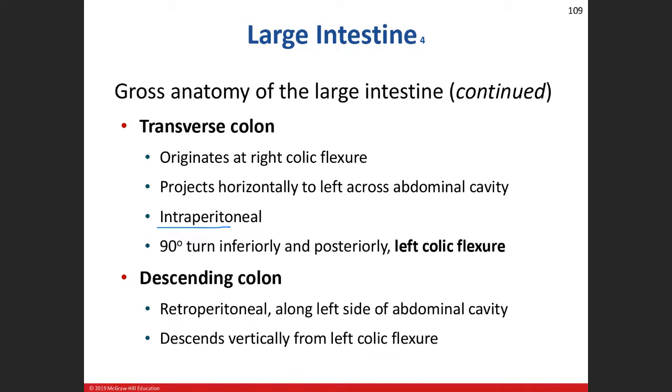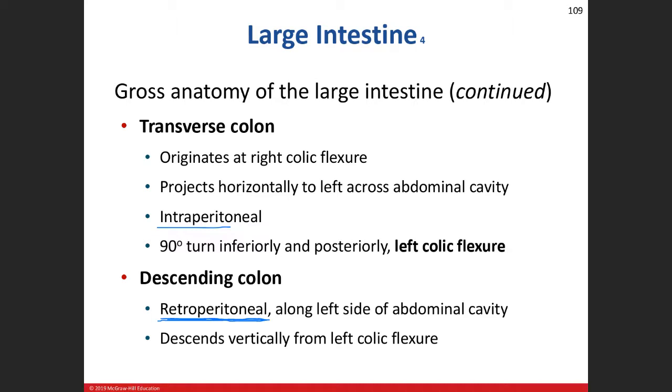Then it takes a 90-degree turn inferiorly and heads down towards your left lower quadrant. We call that turn the splenic flexure or the left colic flexure. The part of the colon that descends down to the left lower quadrant is our descending colon. Once again, it's retroperitoneal because we're alternating. Then the descending colon will take a quick turn and start to head medially and inferiorly down towards the center of your pelvis.